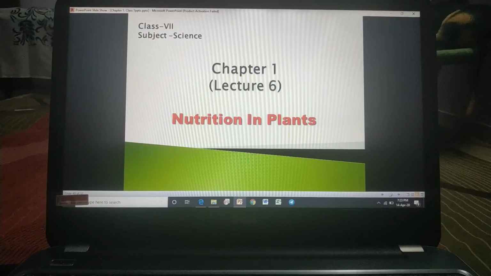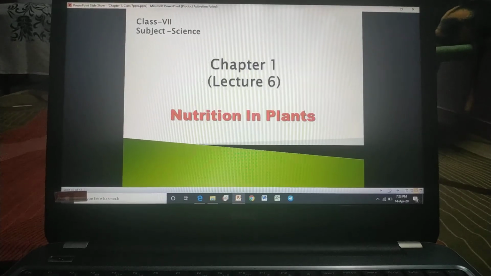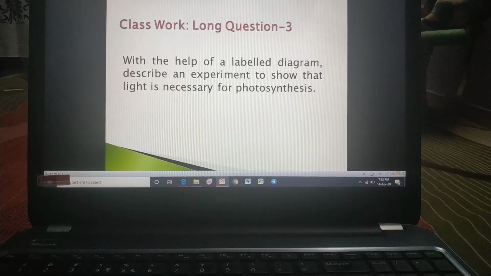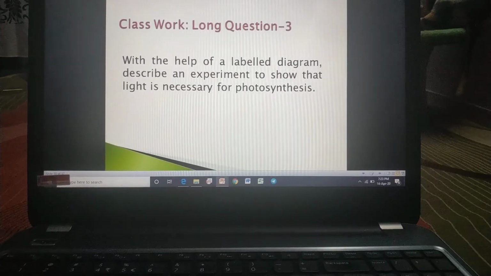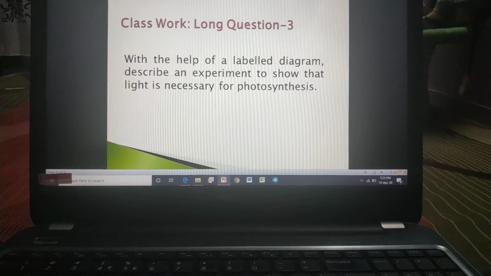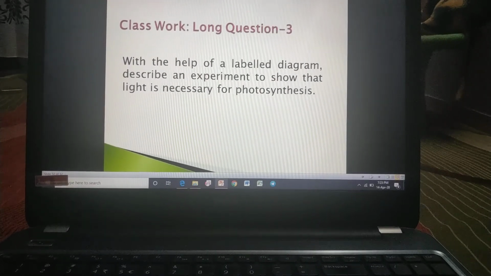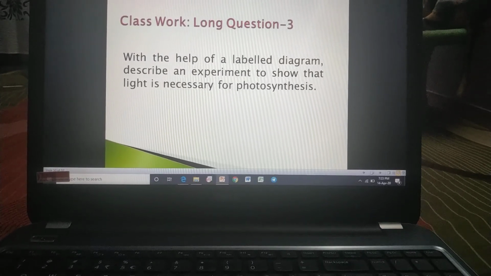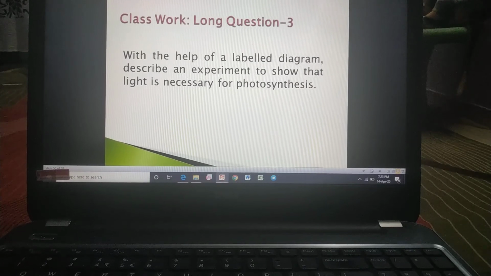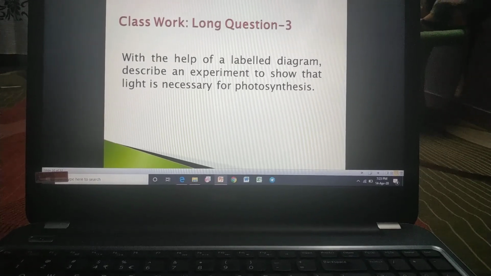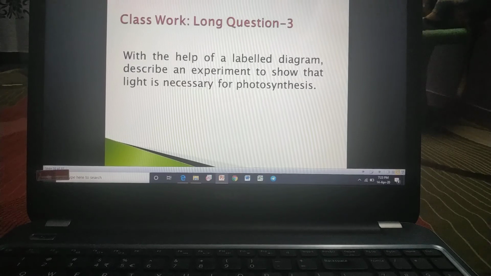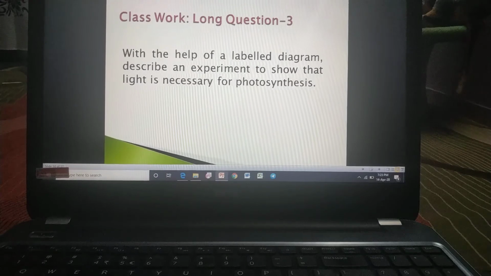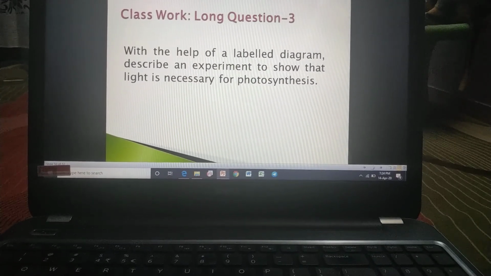Let's continue with long question number 3, which is left. With the help of a labeled diagram, describe an experiment to show that light is necessary for photosynthesis. Write down the question as your classwork in your notebook. In this answer we will prove that sunlight is very important for plants to perform the process of photosynthesis. Let's begin with the answer.